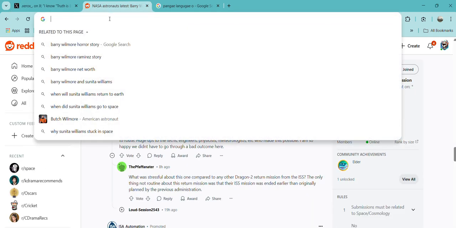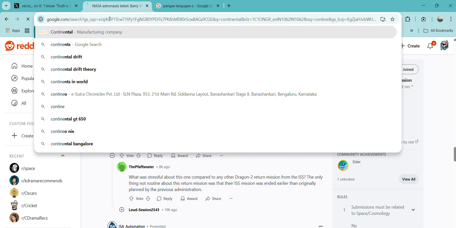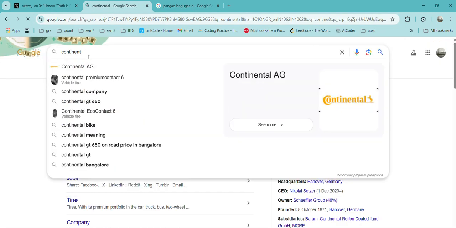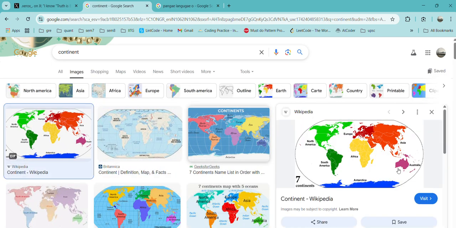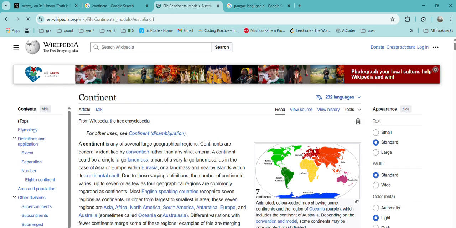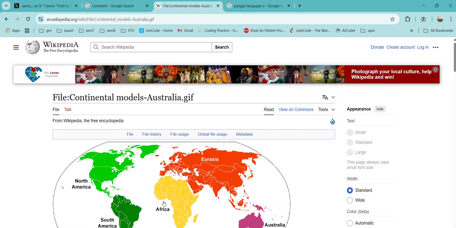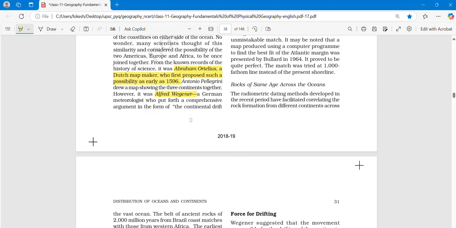We don't know, right? Let's open the continents images. Yeah, you can say it fits somewhere. And this also fits in a way. Okay.